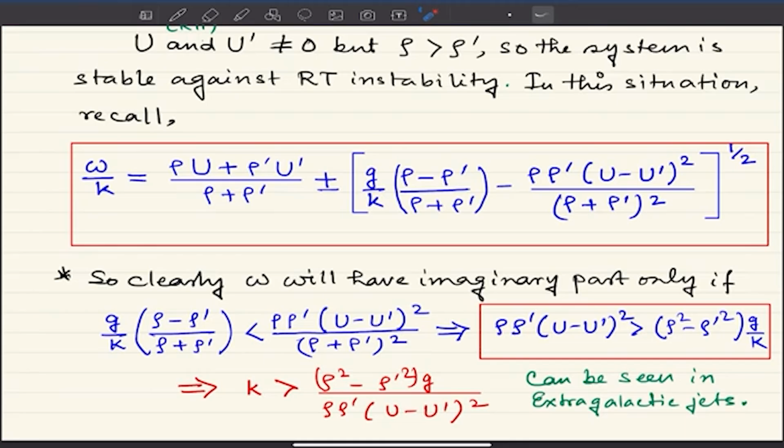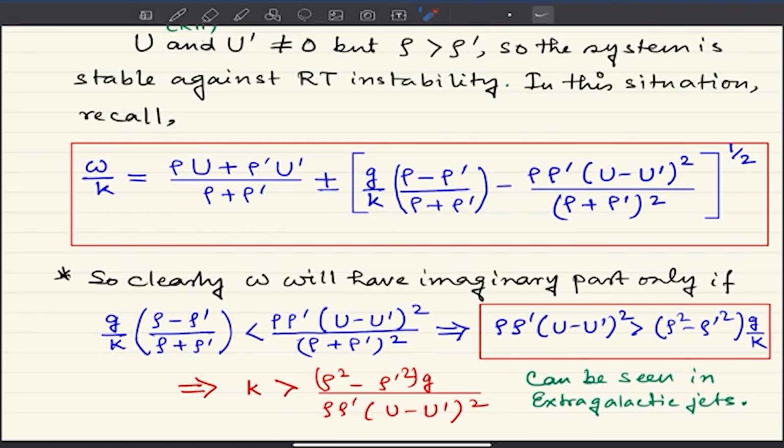So here you can see that k is greater than some critical value, meaning the length scale of the perturbation should be less than some maximum value. For the instability, L should be less than some maximum value.